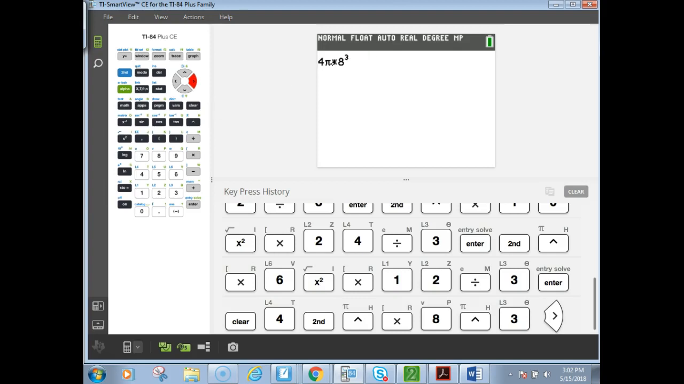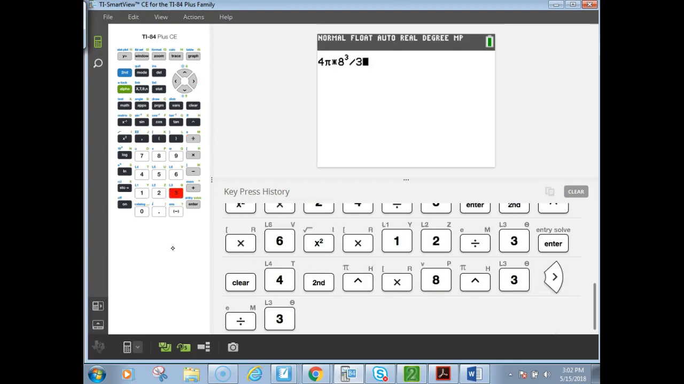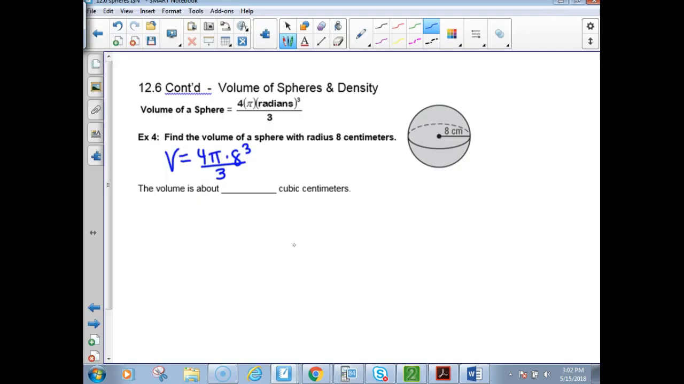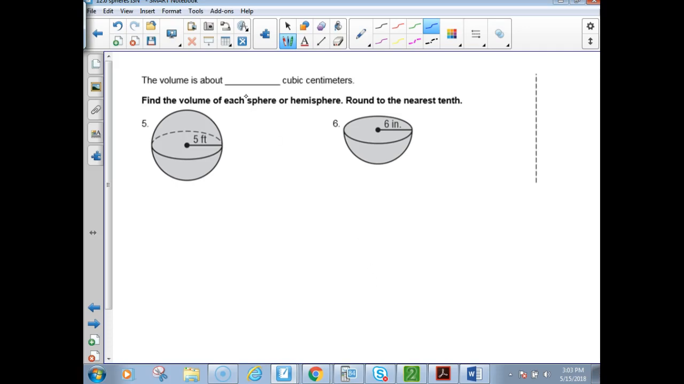All right, so 4 pi times the radius cubed. What's the next part of the formula? Divided by 3. Okay, so hit divided by 3. All you can do is type this all in at once, and bang, 2,144.7 cubic centimeters. Right? And that's where that answer was, so ignore that line on my paper.